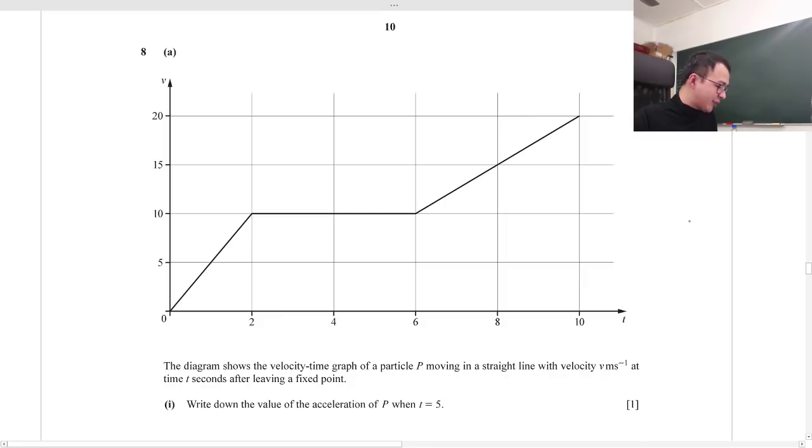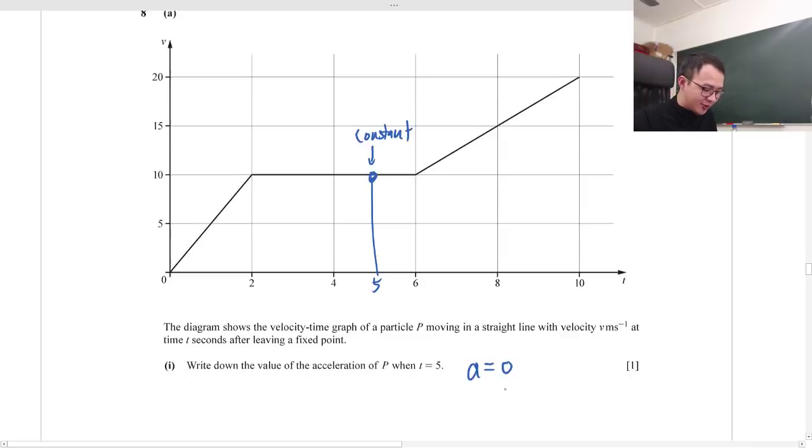Alright, the next one, number 8 here. The diagram shows the velocity-time graph of the particle P moving in a straight line. They ask about the acceleration at time equal to 5, which is here. You can see this is constant, right? Constant speed. Constant speed means acceleration should be 0. Quite straightforward.